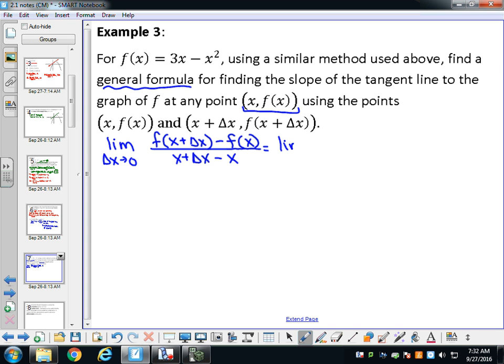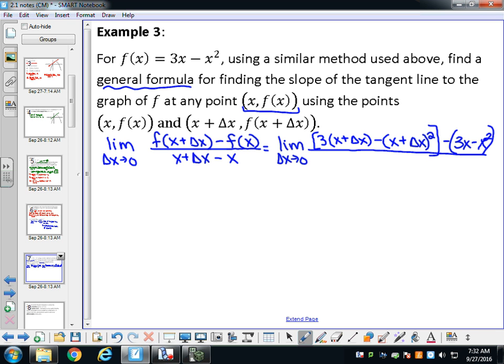So then when I go to plug some stuff in, I end up getting 3 times x plus delta x minus x plus delta x squared minus 3x minus x squared, all over delta x, because the x's are going to cancel out. And that's going to equal the limit as delta x approaches 0.